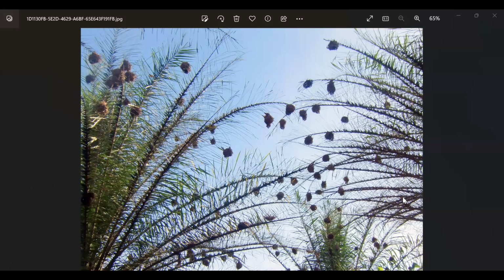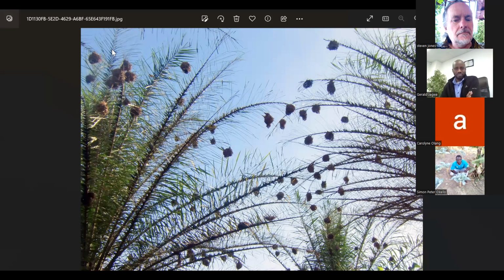Yes. Is anyone able to relate to that? Or can anyone tell what that could be? Those are nests of one of those noisy birds, the weaver birds. But the interesting bit is how they are constructing their nests at the tips of that palm plant, or the palm branches. That is fitting a form to a function.